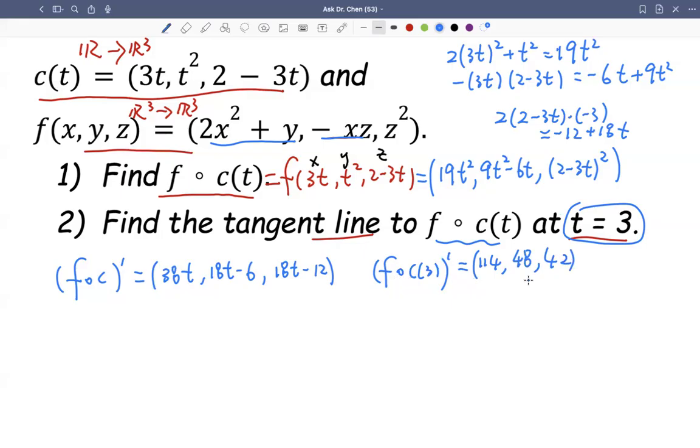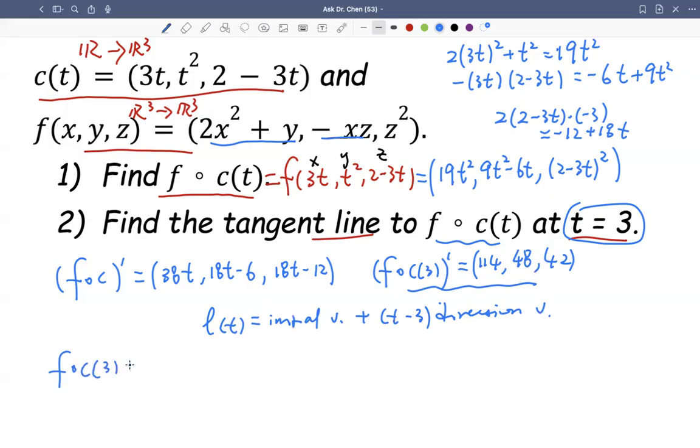So now this derivative of f composed with c at this point, t equals 3, gives us the direction of the line. So we want to find the tangent line. The tangent line representation in 3 space is the initial vector plus t minus the given time, which is 3, multiplied by the direction vector. The direction vector in this case is given by the derivative of the composition function. So how do we find the initial vector? Initial vector, we can do f composed with c, evaluated at 3.